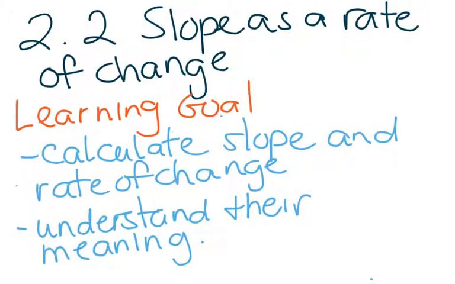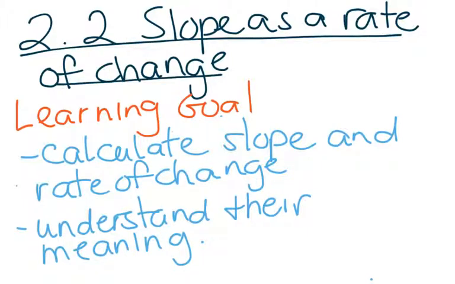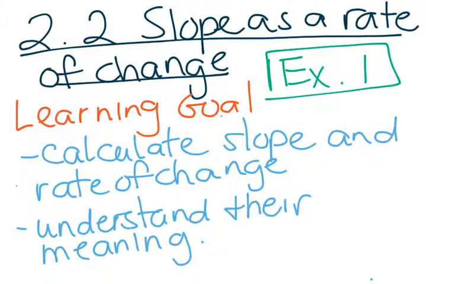Okay, so this is the continuation of the grade 10 lesson. It's called 2.2 Slope as a Rate of Change. We've done the first part together as a class, and now we're going to do example number 1 on this video. So you will need your sheet that says 2.2 Slope as a Rate of Change to follow along.